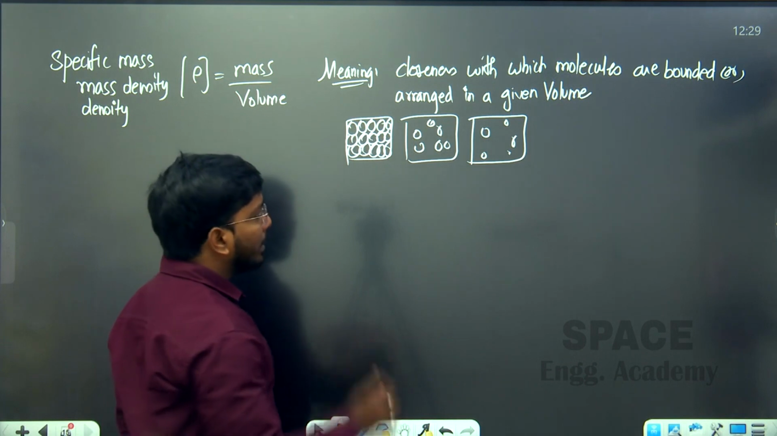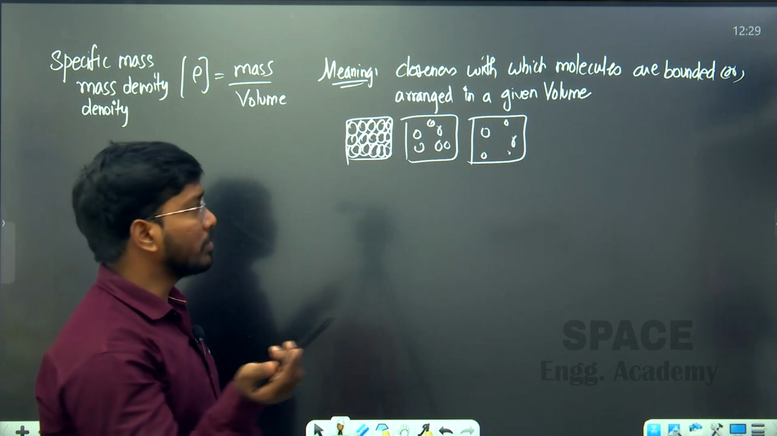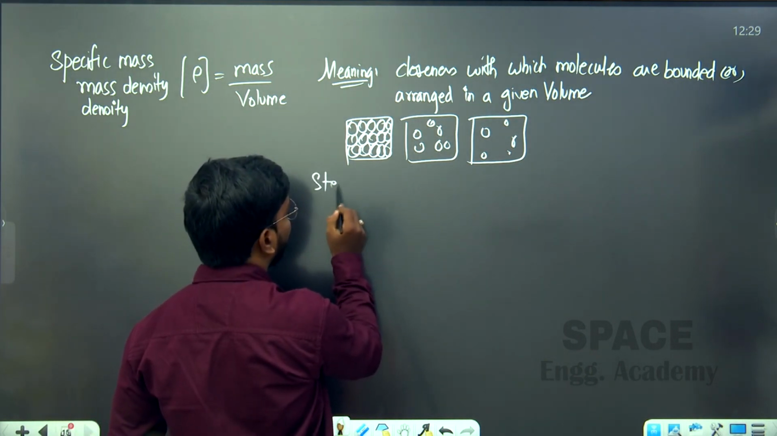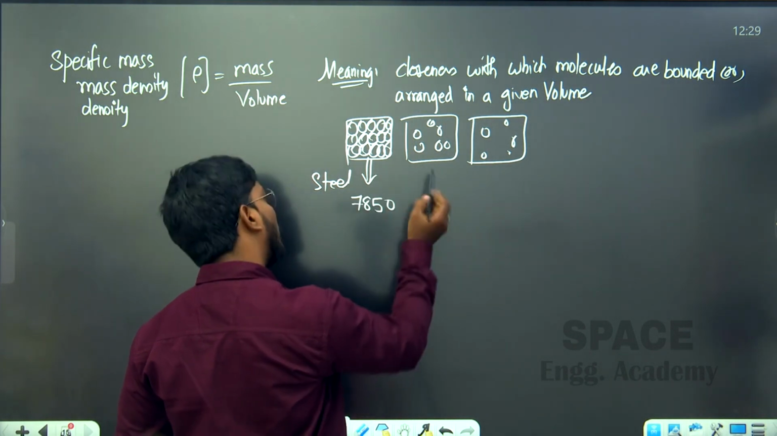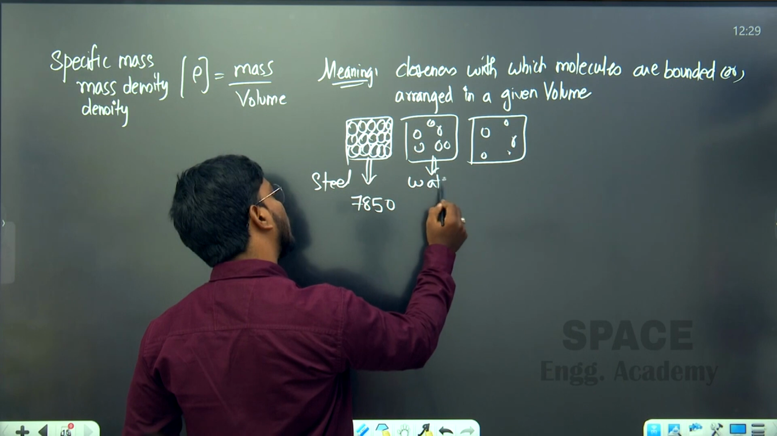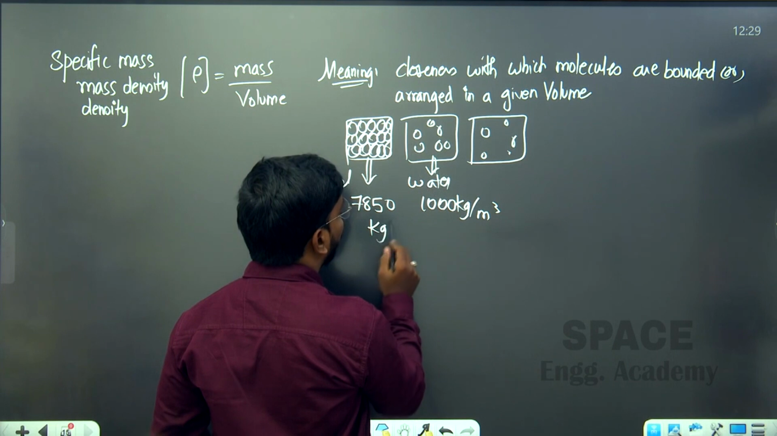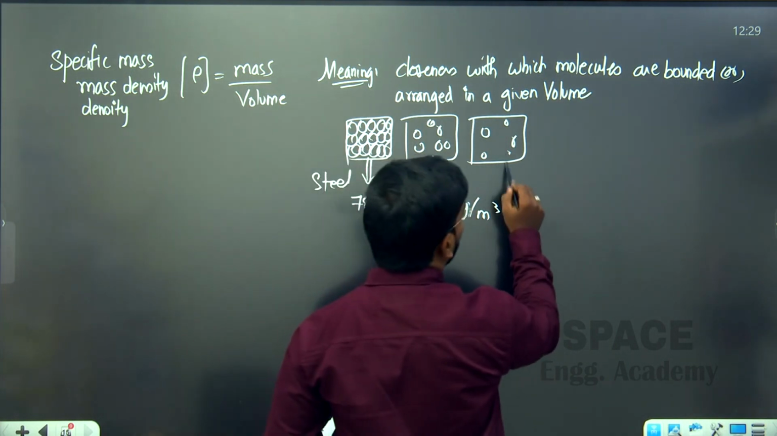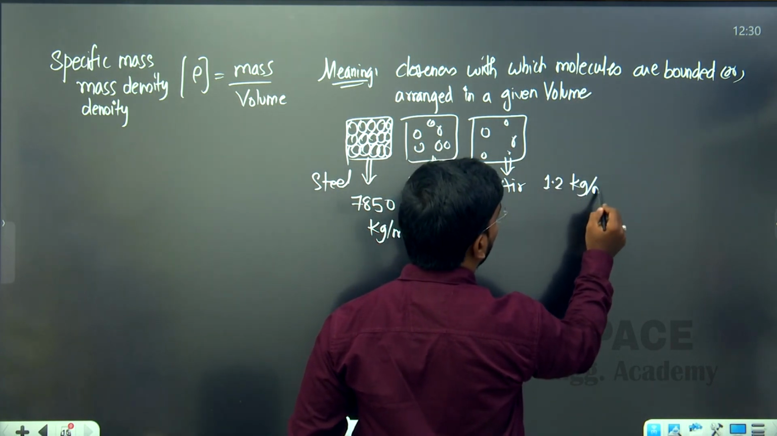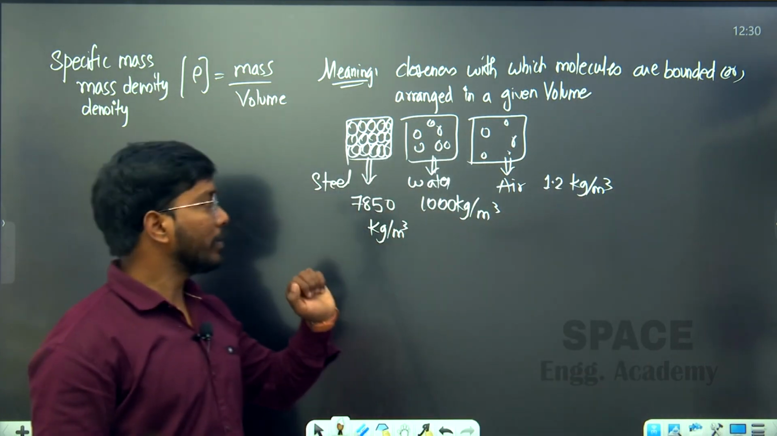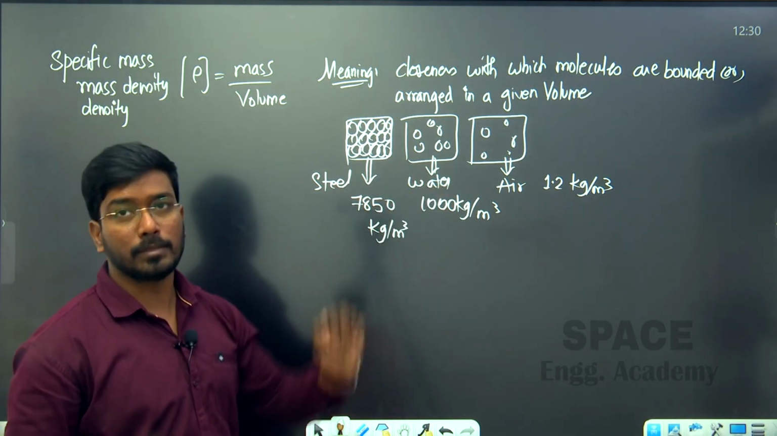So if you take an example of let's say metal, any metal, suppose steel we are taking, steel is having a density of how much? 7850. Comparatively with water is having how much? 1000 kg per meter cube. And then we are having, let's say, air density is 1.2 kg per meter cube. Upon this example, what we can say, solids are usually higher density than liquid than gases.